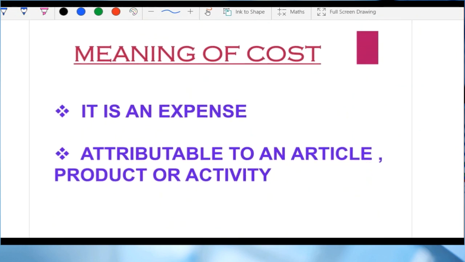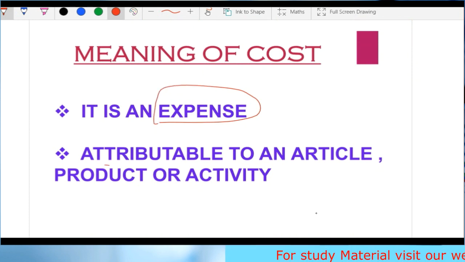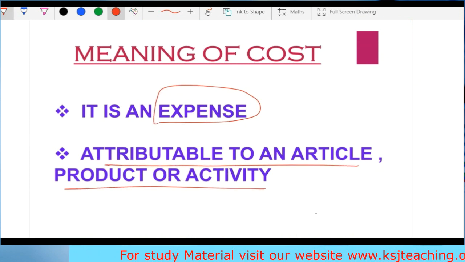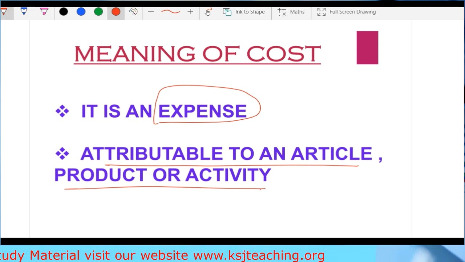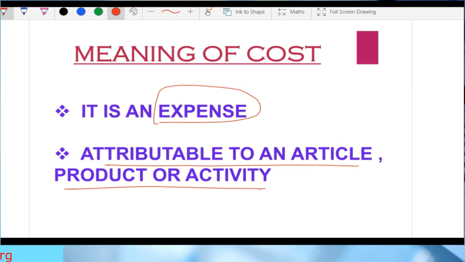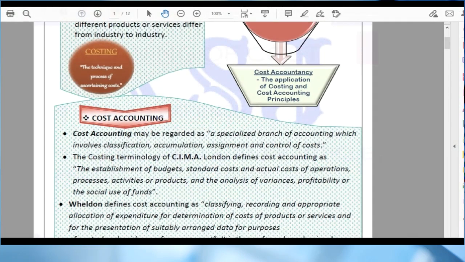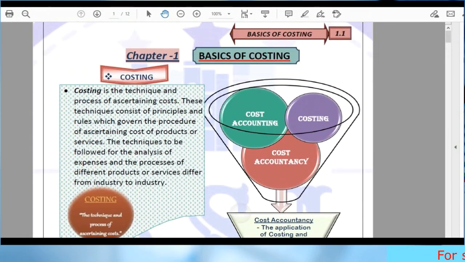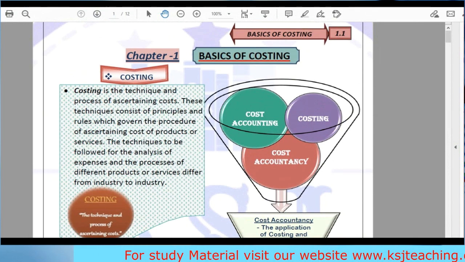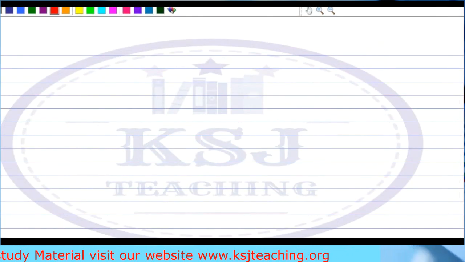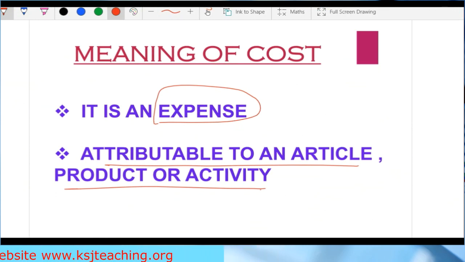Meaning of cost: it is an expense attributable to an article, product or activity. All those having my books must have this chapter number 1, basics of costing. This is my book. Those having it should keep the books with themselves and write this definition of cost. I haven't given this definition in the book, so you have to write it. Nothing much important in this, that's why I haven't given it in the book.